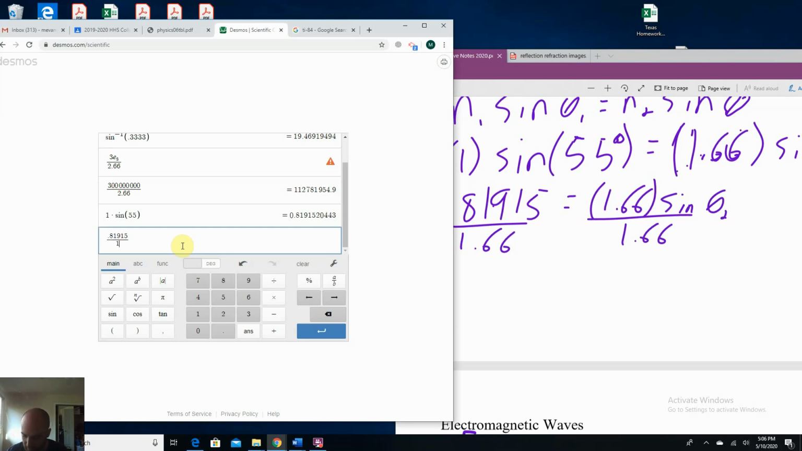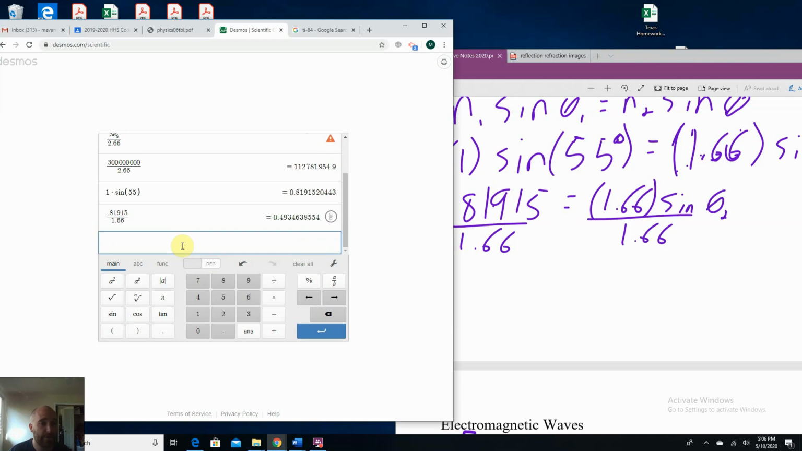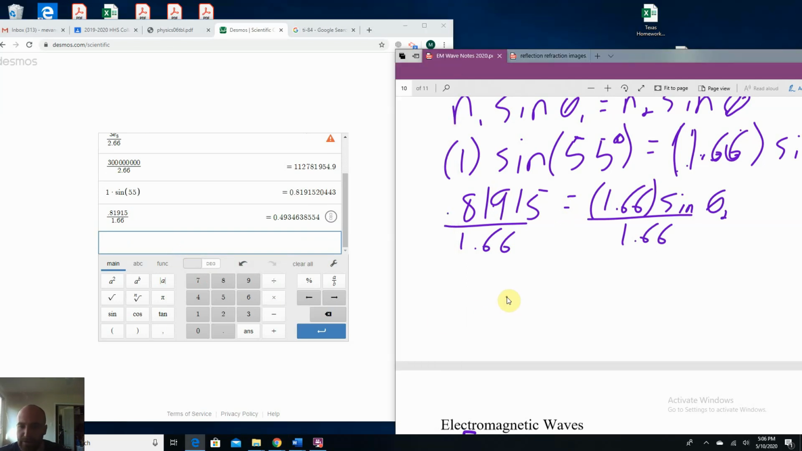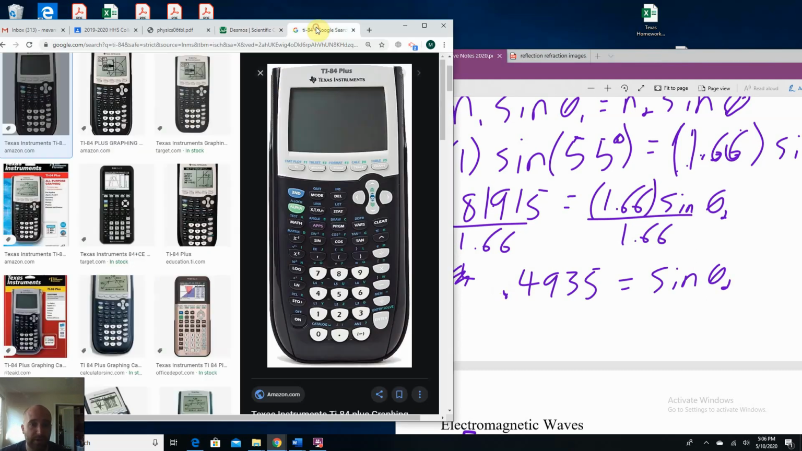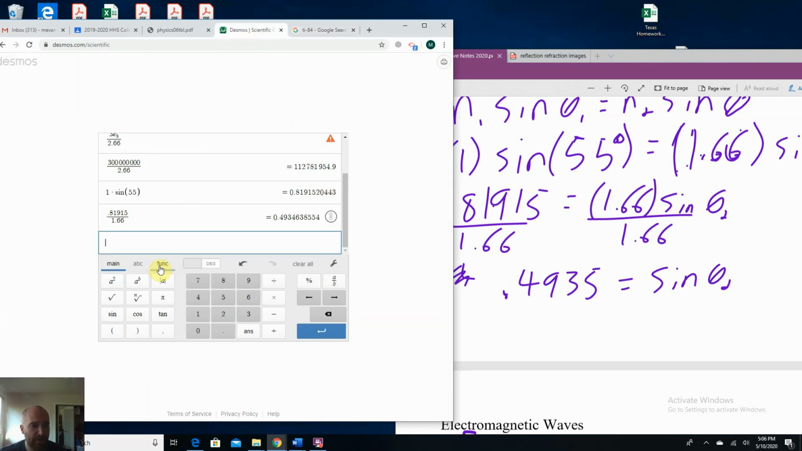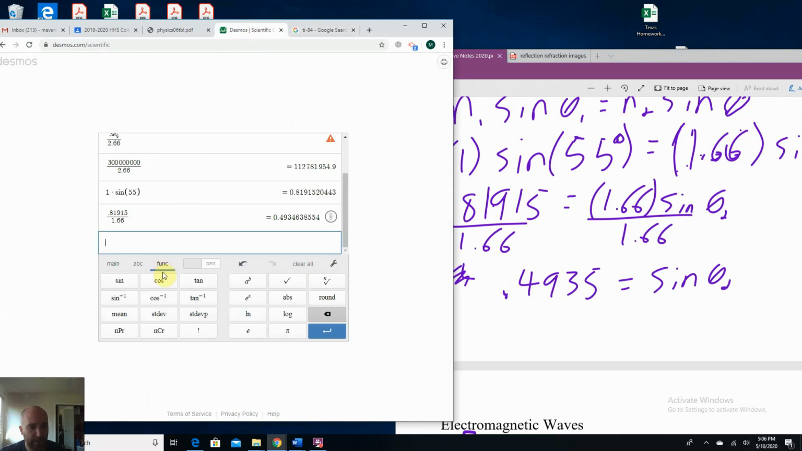0.81915 and divide it by 1.66, which gives us 0.4935, let's call it. 0.4935 is equal to sine of theta 2. Okay, now we have to get to that angle, because we don't want sine of the angle, we want the angle. And what we do about that is the inverse sine function, which again, if you have one of these, is second sine.